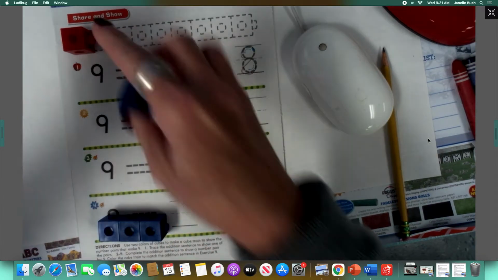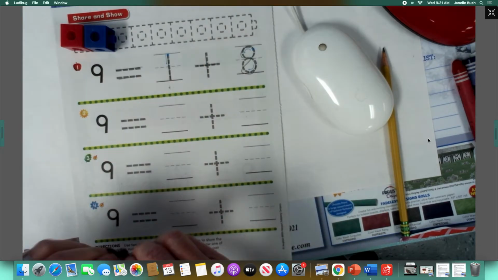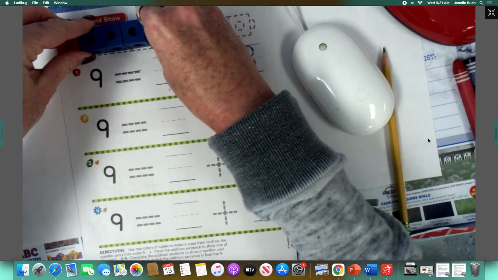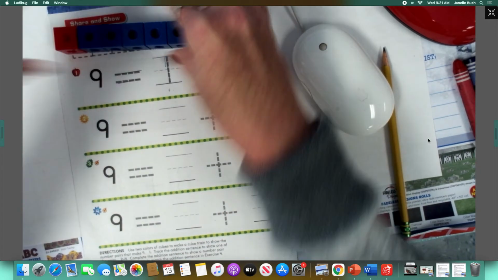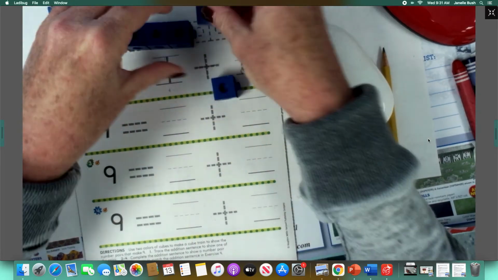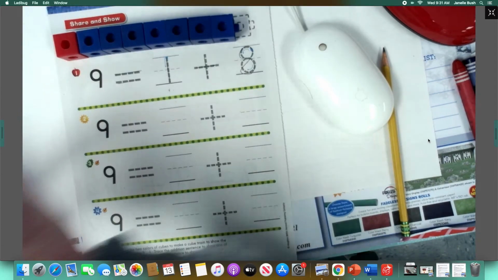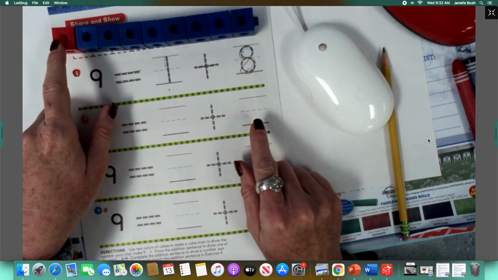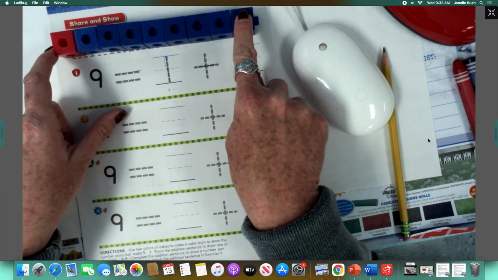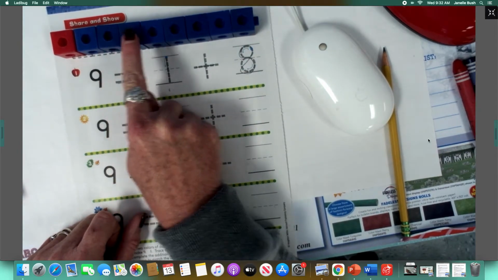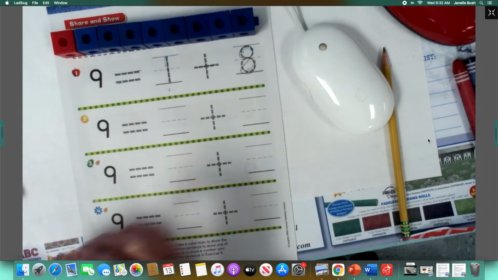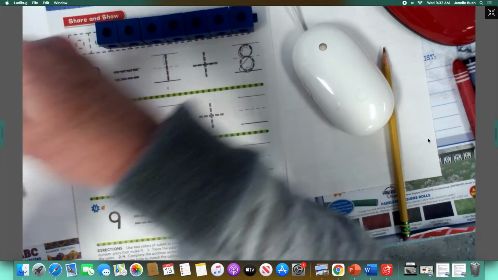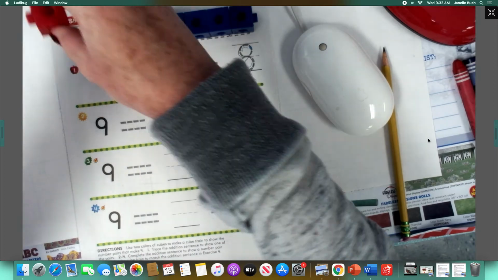So let's add those to our train. 1, 2, 3, 4, 5, 6, 7, 8. Good job, everyone. So we have 1 red cube plus 8 blue cubes equals 1, 2, 3, 4, 5, 6, 7, 8, 9. Good job. All right, now let's go down to number 2. We're going to try it a different way. So this time, Miss Janelle is going to do this.